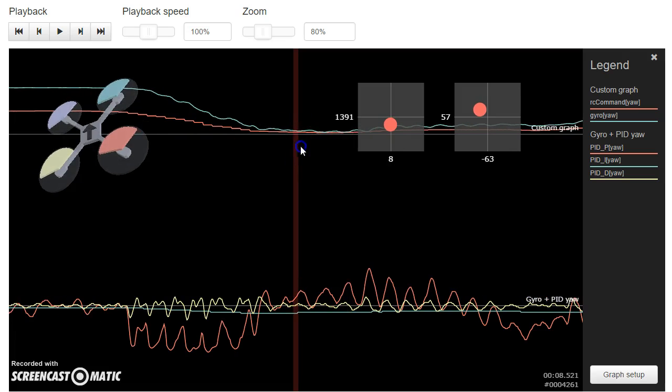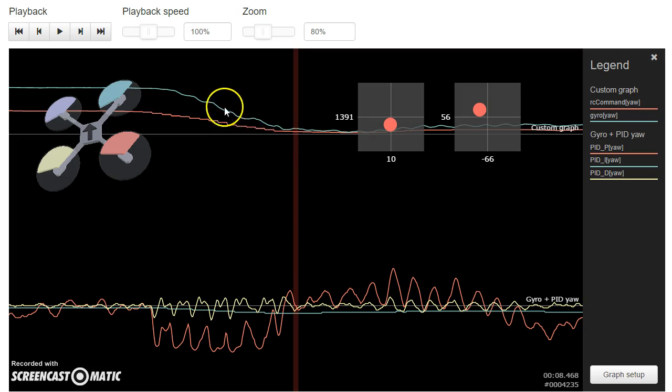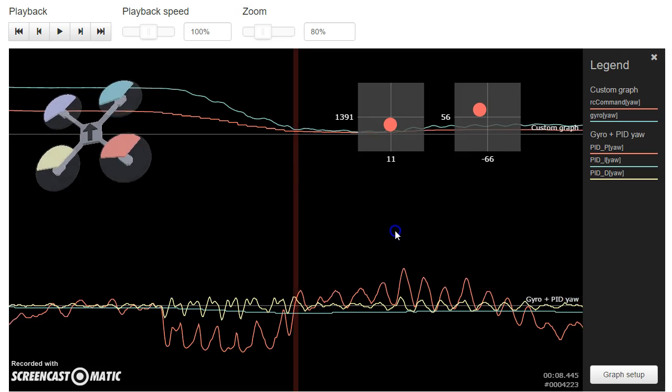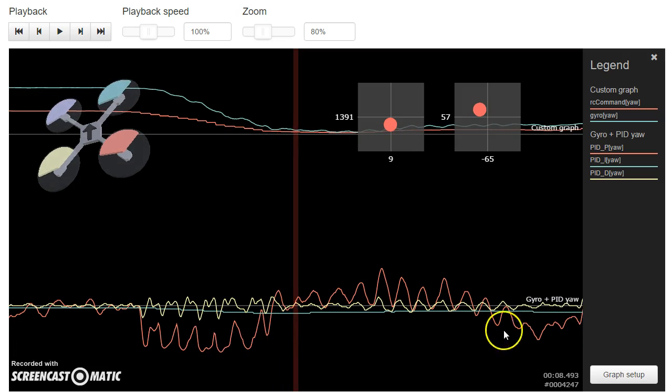We do have, again, a little bit of oscillation here. Amazing. Gyro does return to 0 roughly. It's a little bit lagging the RC command. That's normal. It's lagging by what, 8.422, and now it gets down to 0 at 8.493. I say lagging, but that's like nothing you would notice.